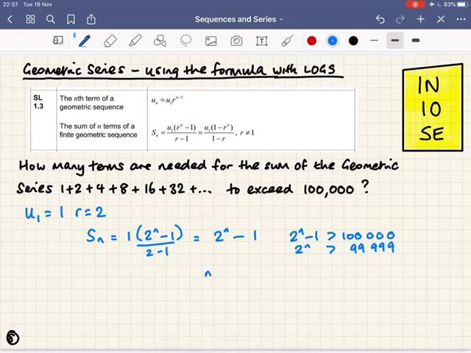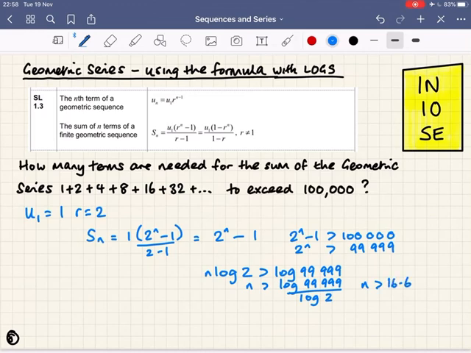So n log 2 greater than log of 99,999. Rearrange: n greater than log 99,999 over log 2, which gives me n greater than 16.6. So how many terms are needed to exceed that? Well, 16.6 terms, we can't have 16.6 terms. 16 terms wouldn't be enough. So 17 terms are needed.